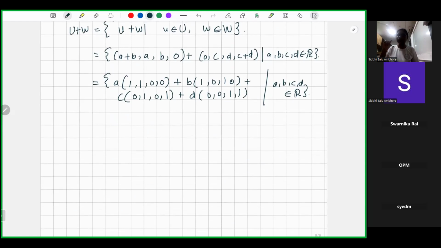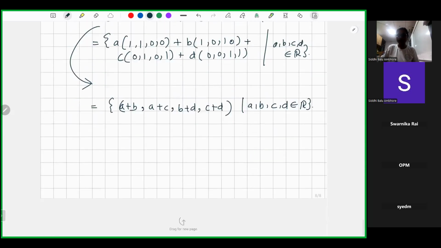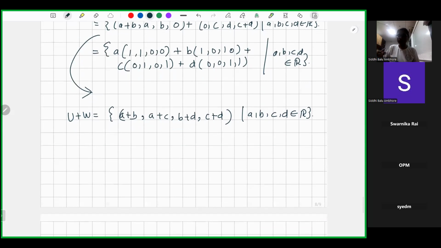So we will try to find the basis for this. And how to do that? We have to find the possibilities for this a, b, c, d. If I combine these, I get a plus b, comma a plus c, comma b plus d, comma c plus d, such that a, b, c, d are in R. So any element in U plus W looks like this.